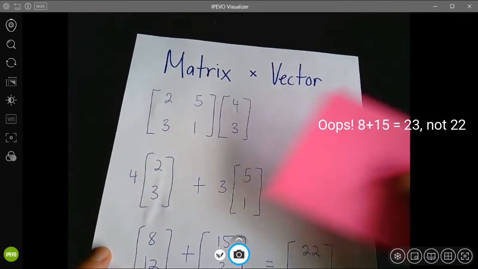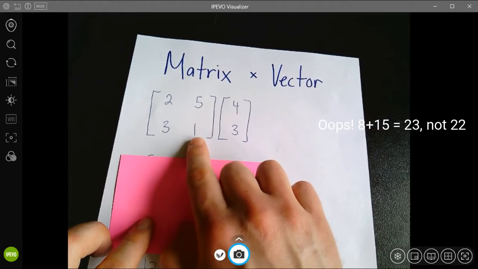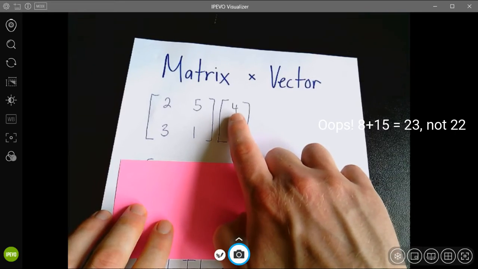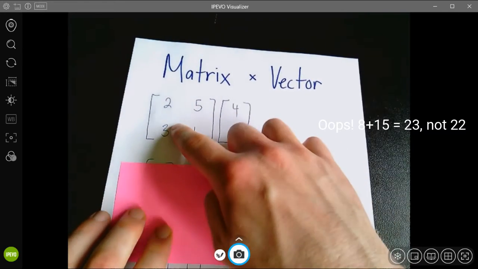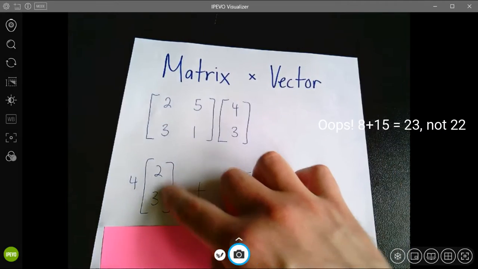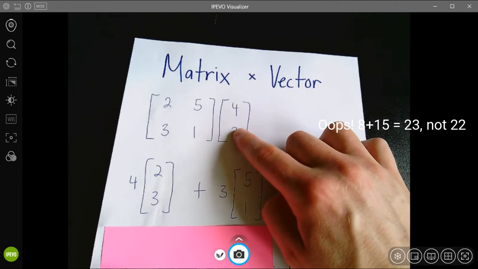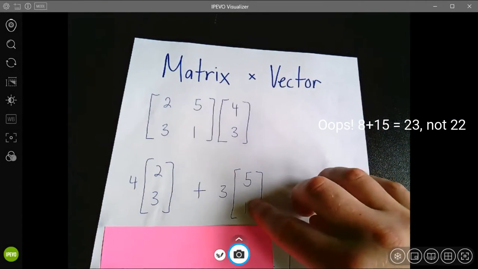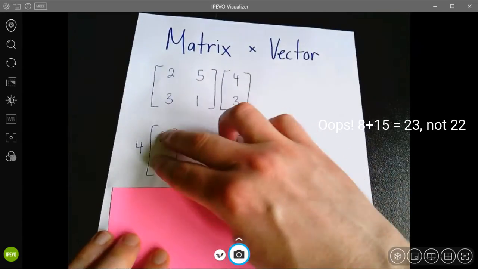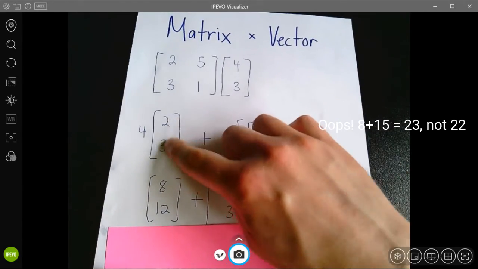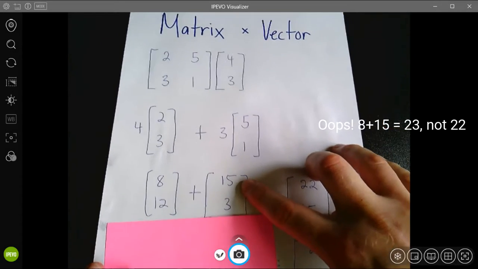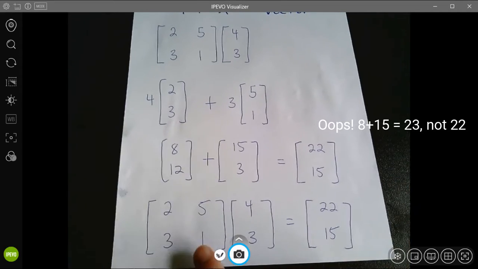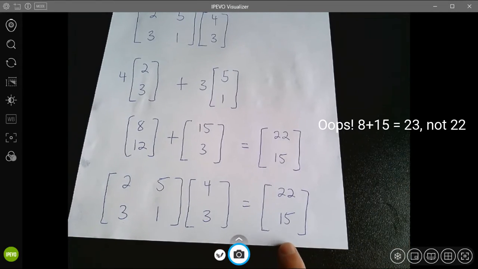So to multiply a matrix, let's say it's 2 by 2, by a vector, let's say it's 2 by 1, all you're going to do is take the first entry 4 and scale the first column. So you're going to do 4 times the vector 2, 3. Then you're going to take the second entry 3 and multiply it by the second column 5, 1. So 3 is being multiplied by 5, 1. Now you just use your scalar multiplication skills. So that turns into 8, 12, and that turns into 15, 3. And then you add the two vectors, giving 22, 15. So this matrix times this vector gives the new vector 22, 15.